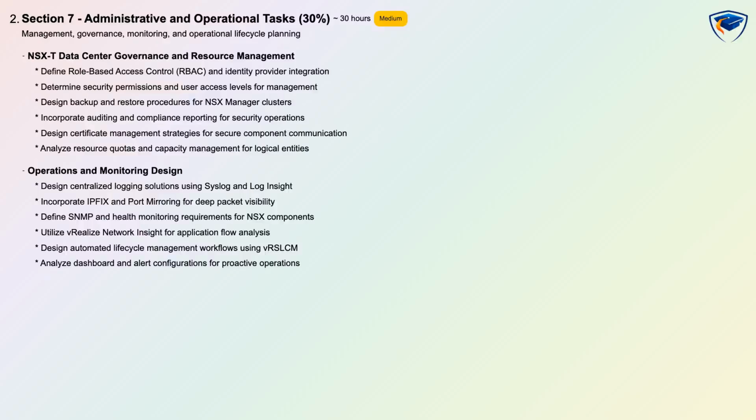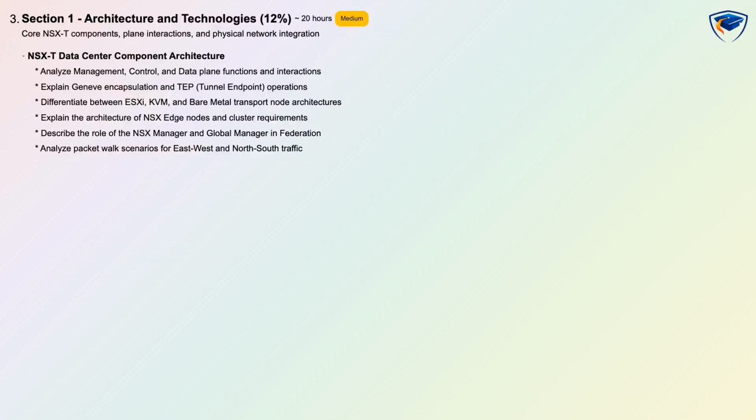Section 1. Architecture and Technologies accounts for 12%, is medium difficulty, and suggests about 20 hours of study with conceptual and scenario-based assessments. In this area you will analyze the management, control, and data plane interactions and explain Geneve encapsulation and tunnel endpoint behavior during overlay operations.